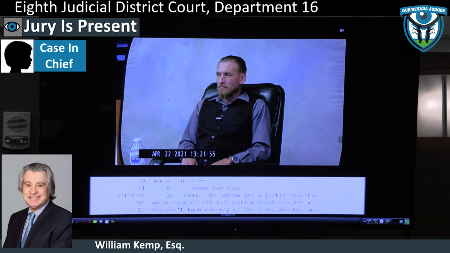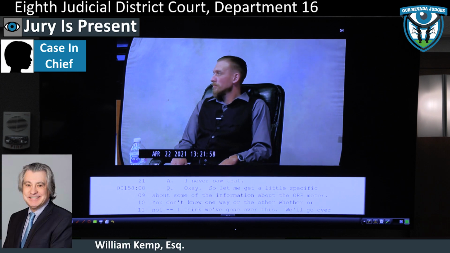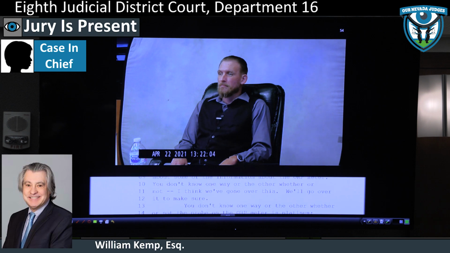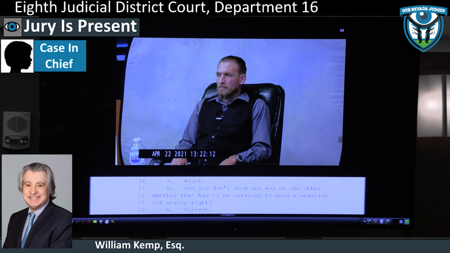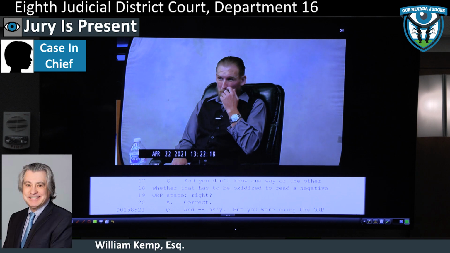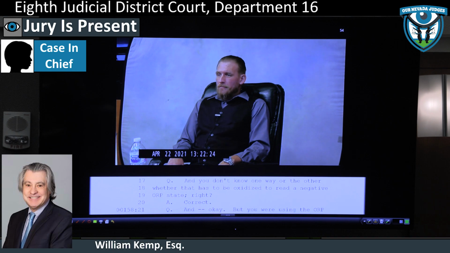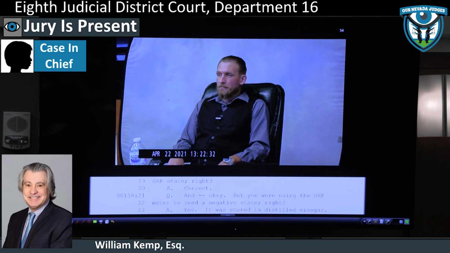So let me get a little specific about some of the information about the ORP meter. I think we've gone over this, but I'm going to go over it to make sure. You don't know one way or the other whether the probe on the ORP meter is platinum, right? Yes. And you don't know one way or another whether that has to be oxidized to read the negative ORP state, right? Correct. But you were using your meter to read a negative state, right? Yes.